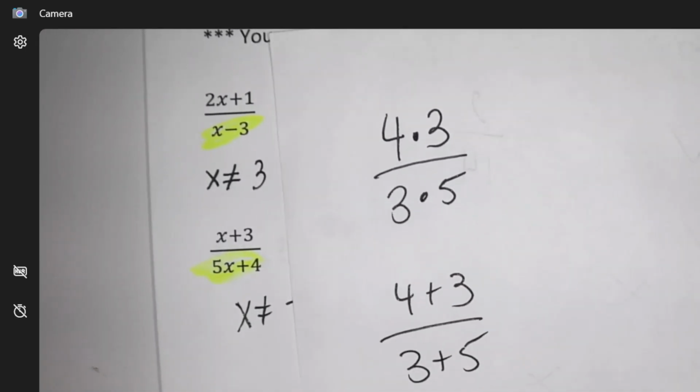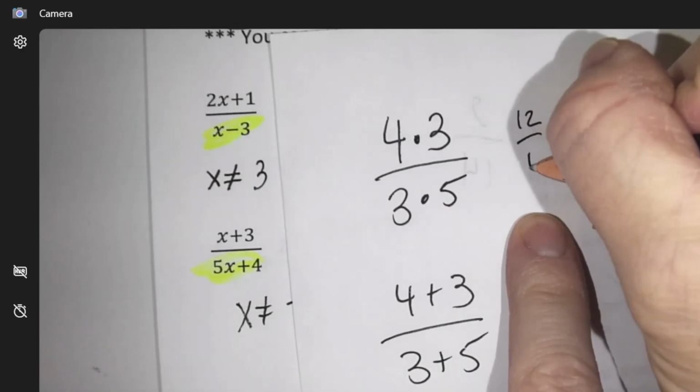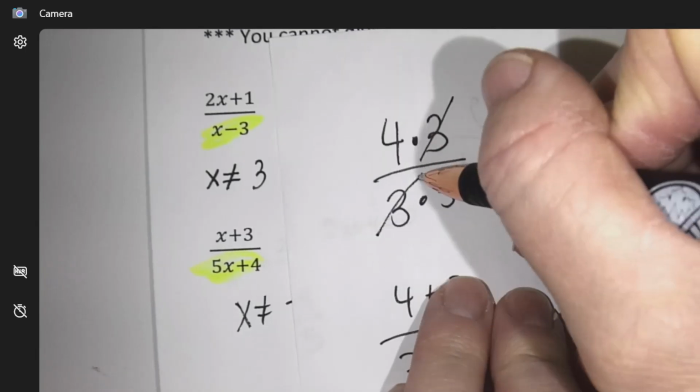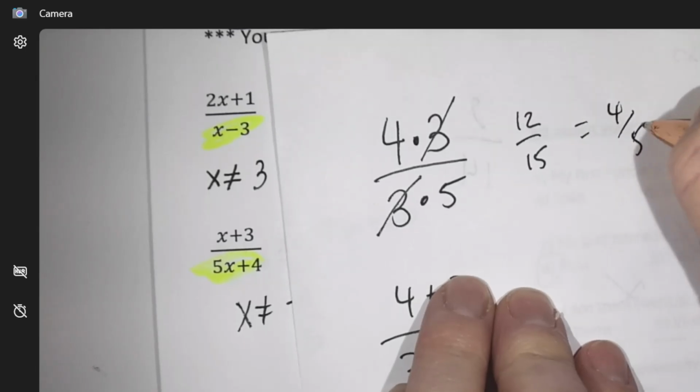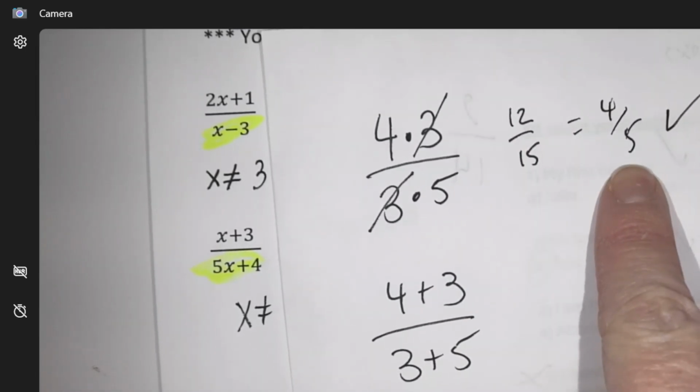Okay, so here's this big idea because people go wrong. This is where people go wrong in this unit. Okay, so this is 12 over 15, okay? I can do this cancel because it's timesing and dividing. So that's 4/5. Is that accurate? Is that the same thing? Okay?